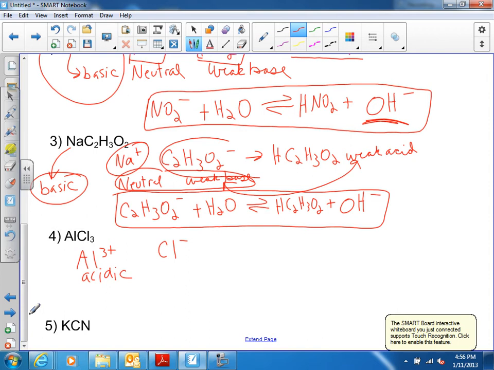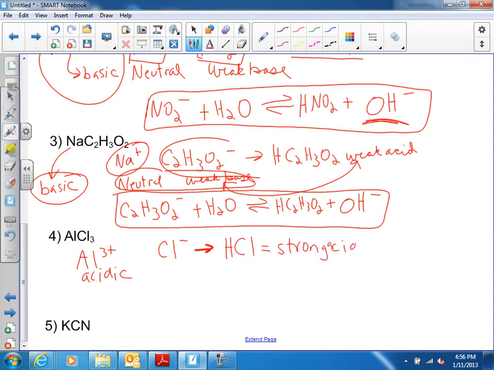Cl-. The conjugate is HCl, which is a strong acid. If the conjugate is strong, then this is neutral. Weak goes with weak. Strong, the conjugate is neutral. Just like the strong base OH-, its conjugate H2O is neutral. So any strong acid or strong base, the conjugate is neutral. Okay, well I have acidic and neutral, therefore this whole thing is acidic.